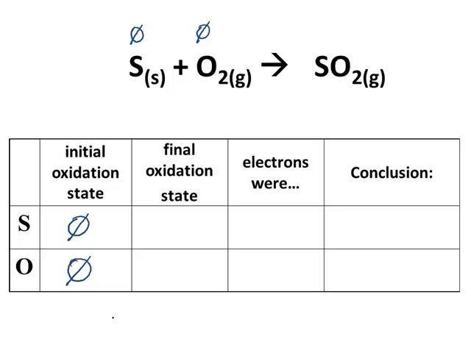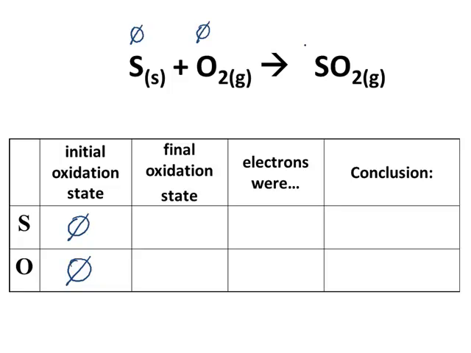Rule number 1, if it's in its elemental state, it's 0. Sulfur dioxide is a compound. It contains more than one element, so rule number 1 doesn't apply. Rule number 2 says atoms will tend to have the same oxidation state as what they would have for a charge, and we give the priority to the more electronegative element.